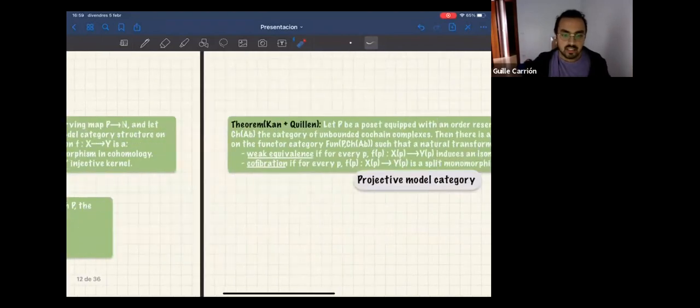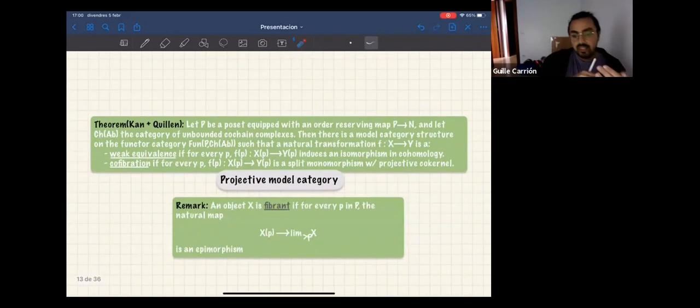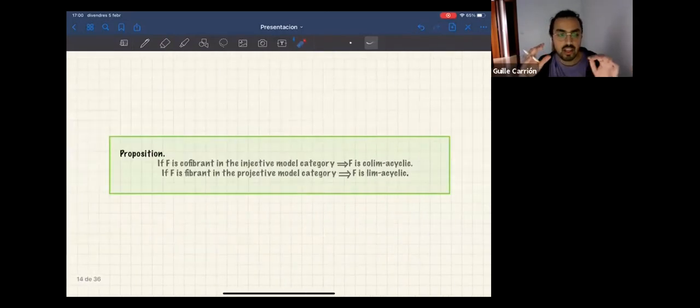If we dualize, we have the projective model category. Now we are working with cochain complexes, but unbounded, so it's quite similar. Again, weak equivalences are pointwise weak equivalences, and fibrations and cofibrations are pointwise. And now an object is fibrant if the natural map, this one, is an epimorphism. We have the following proposition.